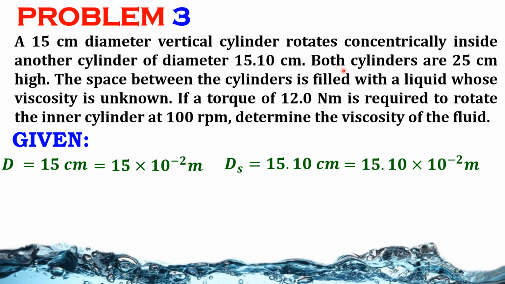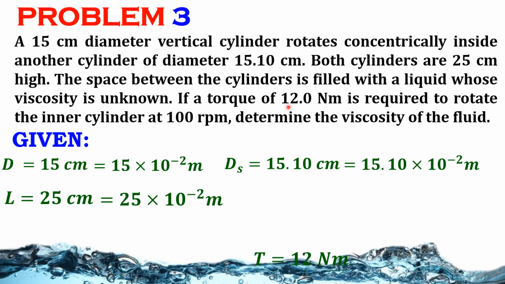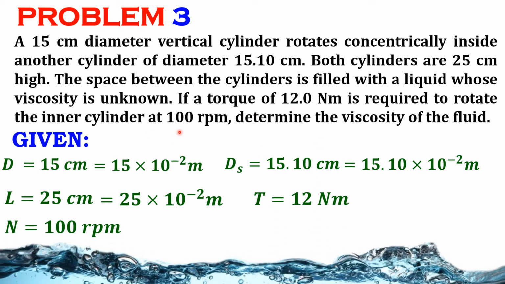They are given the length of the cylinder L is equal to 25 centimeter. Therefore, L is equal to 25 into 10 to the power minus 2 meter. Then they are given the torque T as 12 Newton meter. Last, they are given the speed N as 100 rpm.